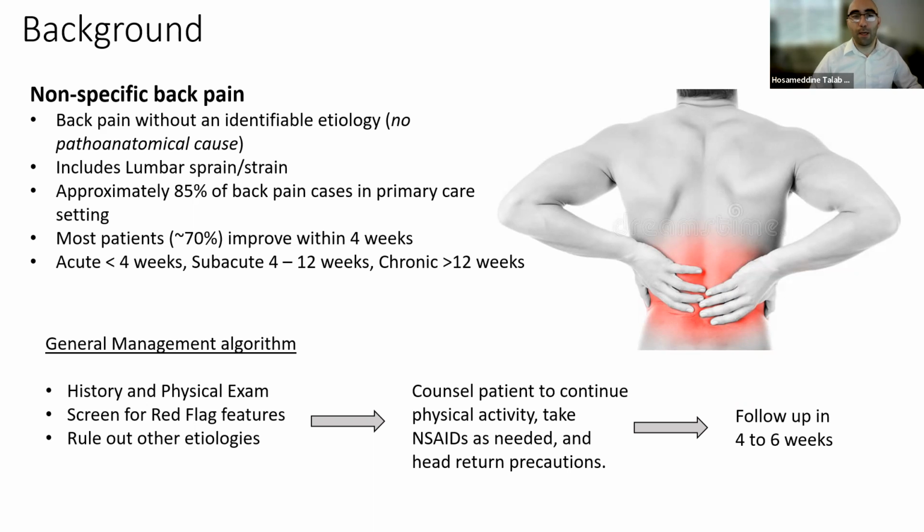And this is important for the management. So for nonspecific back pain, the general management algorithm is: the patient comes in, do a history and physical, screen for red flag features, rule out other etiologies, and counsel the patient. Once the red flag features have been ruled out, counsel the patient to continue physical activity and take NSAIDs as needed, and also give them return precautions, and then follow up in 4 to 6 weeks. Hopefully, symptoms have abated and they no longer have the back pain. But we'll talk about what we do in cases where the symptoms don't go away.